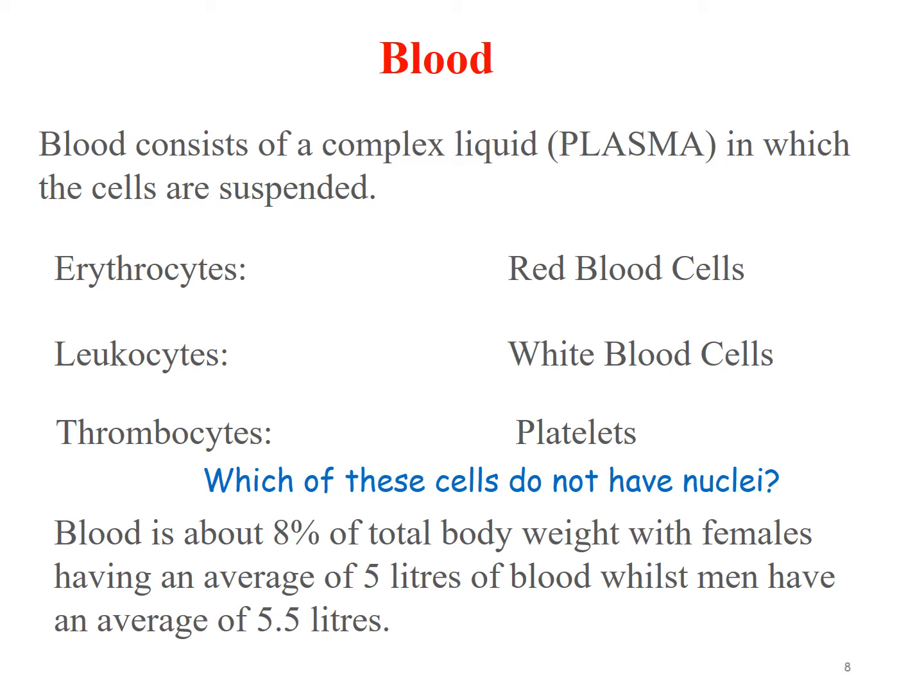So on average, we have about 8% of our total body weight as blood, and that translates into 5 liters for females and 5.5 liters for men, while the maximum blood volume that we can donate is about 400 ml, which is less than 10% of our total blood volume.